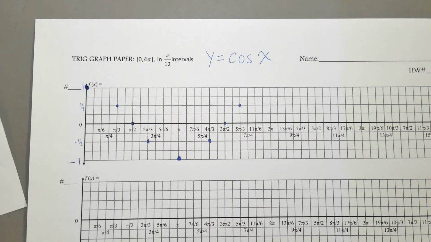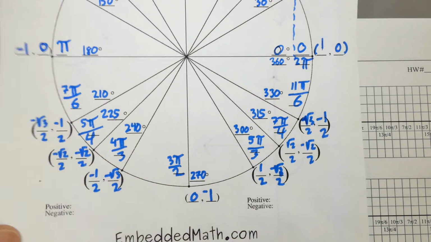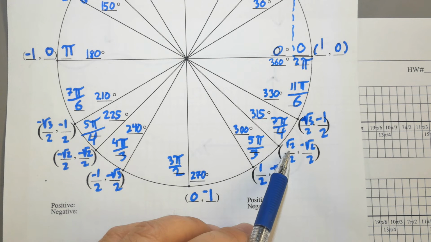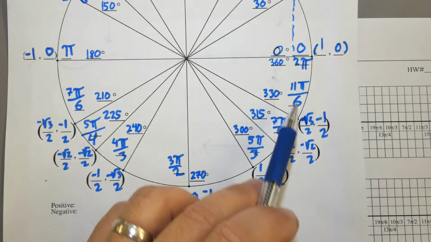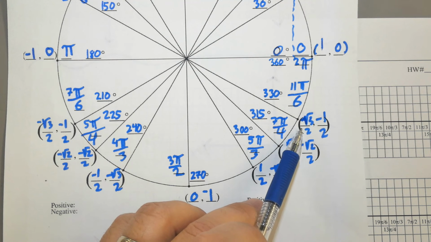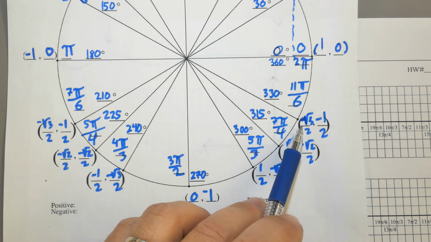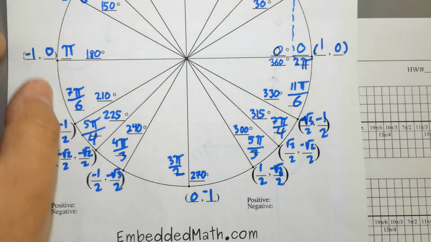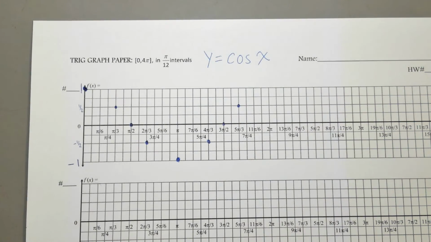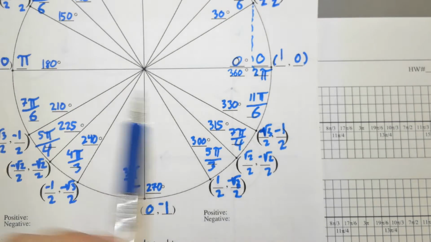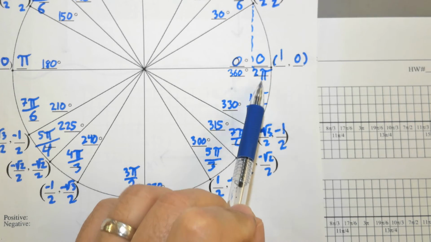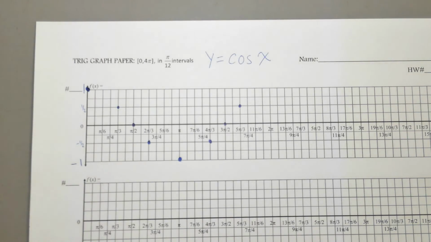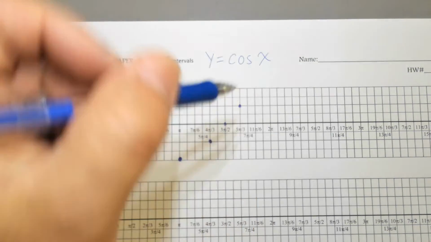Okay, let's continue. 7 pi over 4, radical 2 over 2. Okay, skip that one. 11 pi over 6, radical 3 over 2. Okay, no good. Sorry, one more. 2 pi, we went all the way around. At 2 pi, we are at 1. So let's go. 2 pi, we are at 1. There we are.